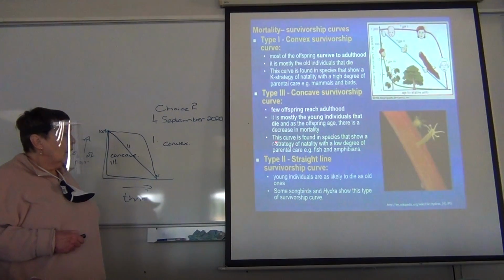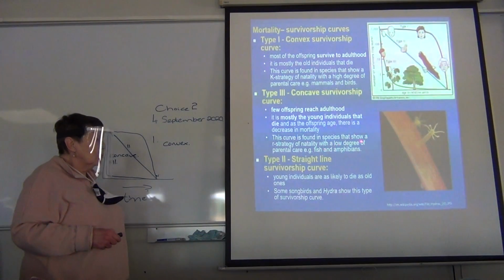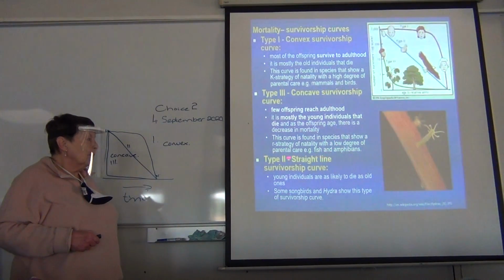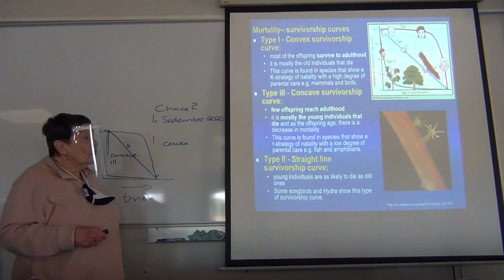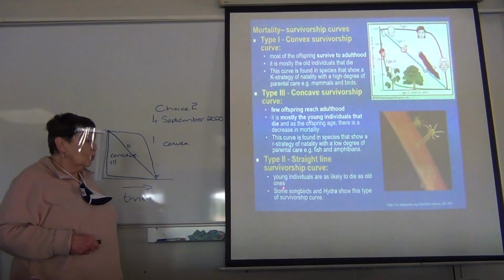And this curve is found in species that show an R strategy of natality with a low degree of parental care, for example fish and amphibians. And then type 2, songbirds and hydra, mostly, where the young individuals are as likely to die as old ones. Sorry, the trees fit into type 3.